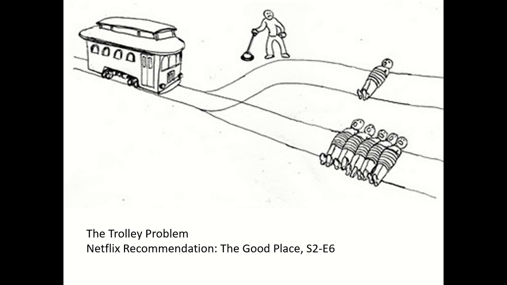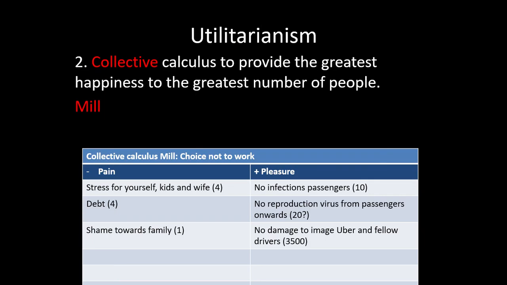introduction video. Let's get back to our gig economy worker, because there's no debt involved in an immediate sense, and there are no runaway trolleys crashing into people. The greatest happiness to the greatest number of people. How does that look like? Again, you draft a table, pain on the left side, pleasure on the right side, put on top the collective calculus of Mill. Still relying on the same choice.